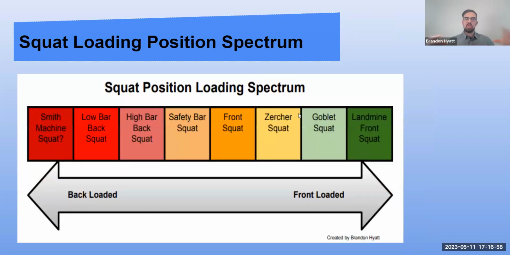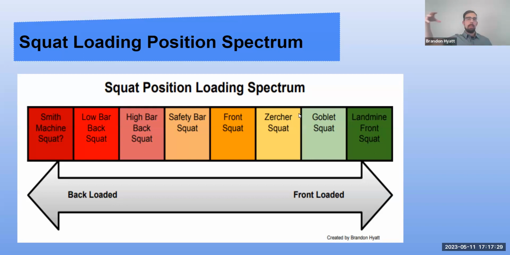I've made this spectrum here to help you visualize from back-loaded all the way to front-loaded so you can see where some common exercises lie. So for squats, you can see Smith machine all the way in the back. And I put a question mark there because I'm sure we can argue that it can go somewhere else. But for Smith machine, typically you stand with your feet in front of the load because you can lean back into it and that's how you are stabilized. So that load is way back there.